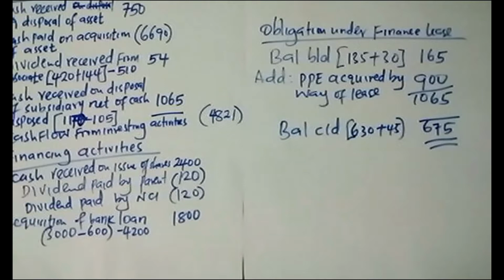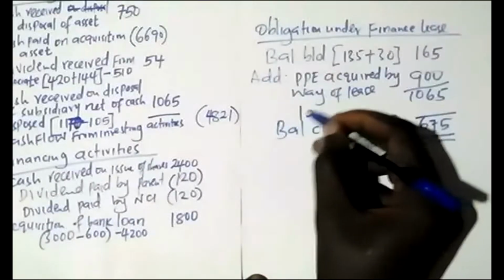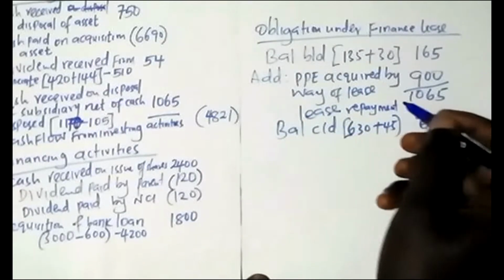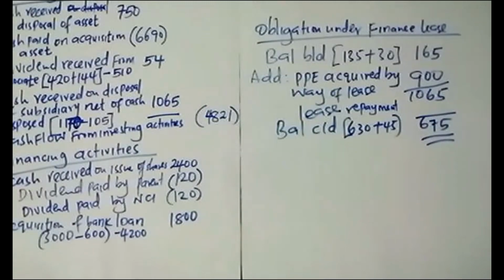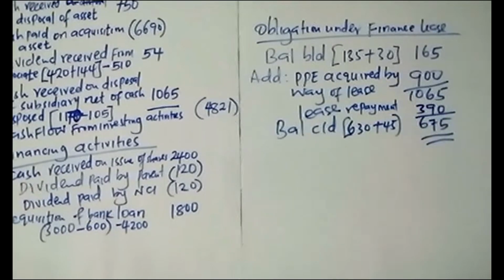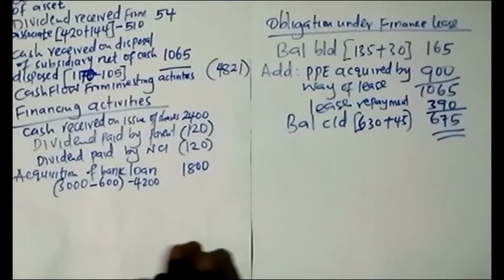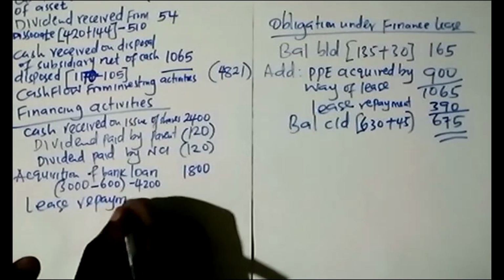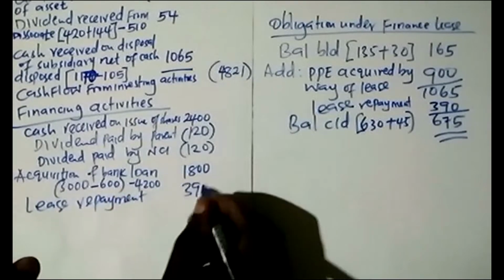So you can see it has reduced from 1065 to 675. So after we made some adjustments, which means that if it reduced, they made a payment. So risk repayment. So they paid how much? 1065 minus 675. So they paid 390. So I will say risk repayment, 390.